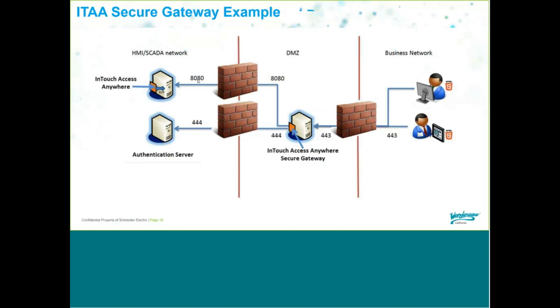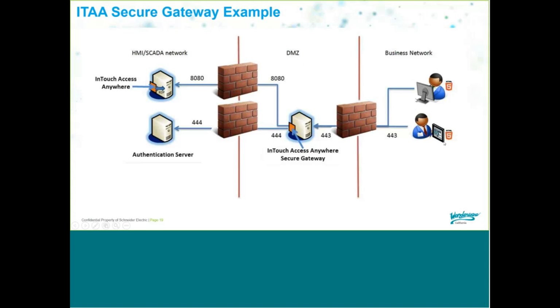We have another layer of security called a secure gateway. So for those folks that want another layer of security beyond just the traditional VPN firewall, the secure gateway is included with InTouch Access Anywhere, and it gets installed on a separate server than InTouch Access Anywhere. So you can see over here on the left-hand side, we have our InTouch Access Anywhere server running on our SCADA network. And then in the middle, we have a DMZ, a demilitarized zone, which is running our secure gateway.